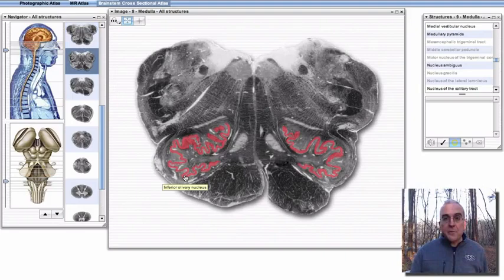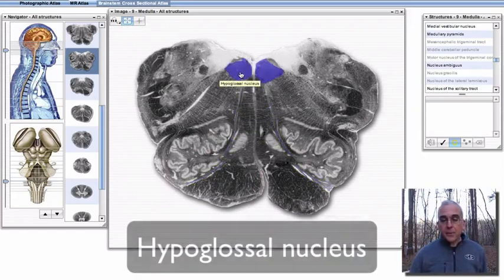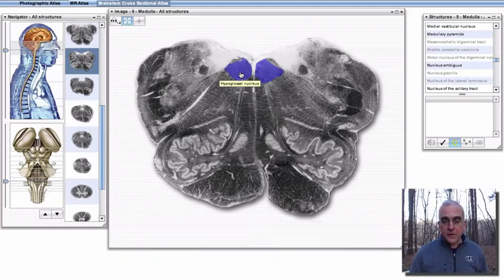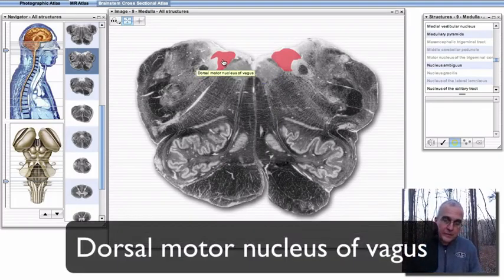Now, you may remember between the olive and the medullary pyramid exits the axons of the 12th nerve, the hypoglossal nerve. We can see the hypoglossal nerve roots here as they pass between the pyramid and the olive. And their source is the hypoglossal nucleus, another somatic motor nucleus that we find on the dorsal midline of the tegmentum in the medulla. Now, just lateral to that nucleus, we have the dorsal motor nucleus of vagus.